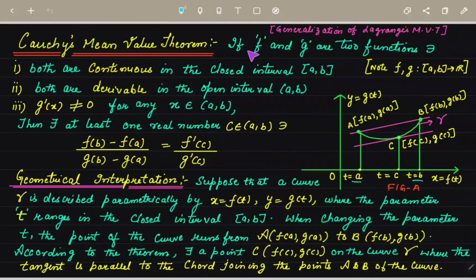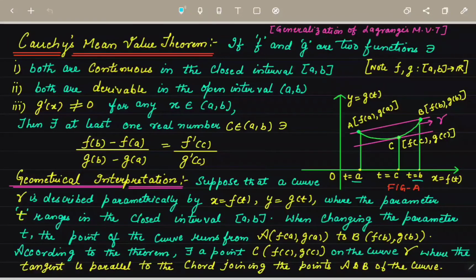This theorem states that if we have two functions, for example f and g, such that both functions are continuous in the closed interval [a, b], both are derivable in the open interval (a, b), and g'(x) is not equal to 0 for any x in the open interval (a, b), then there exists at least one real number c in this open interval (a, b) such that (f(b) - f(a)) / (g(b) - g(a)) is equal to f'(c) / g'(c).